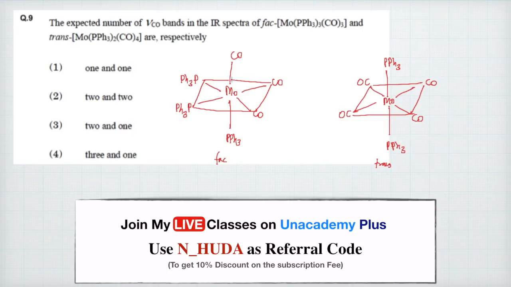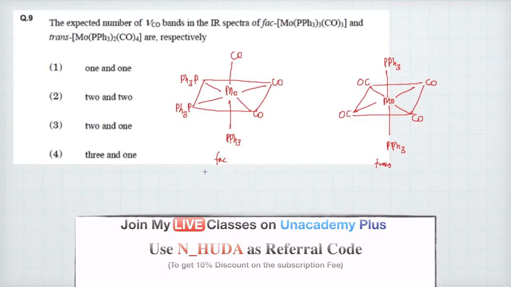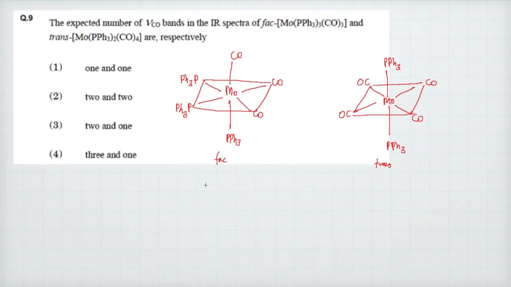You have to see the point group of this particular molecule. Since we have a C3 axis over here and sigma V planes, you know the point group for facial complexes, right? It's C3V. And for this particular molecule, it will be D4h. So that is going to be the point group of this.